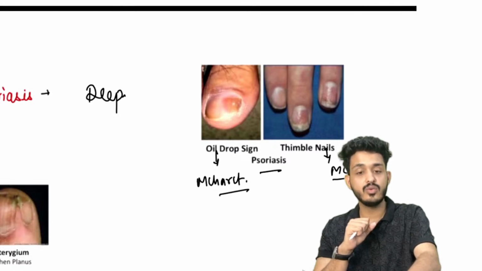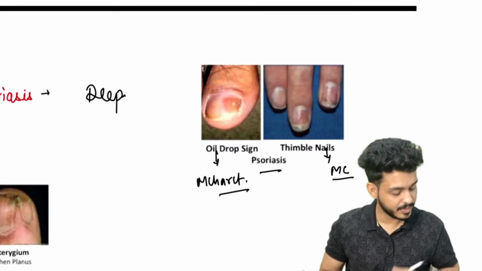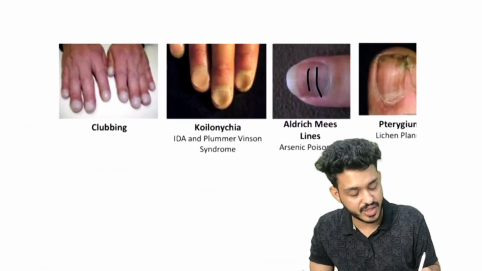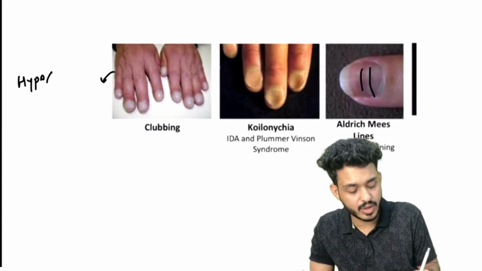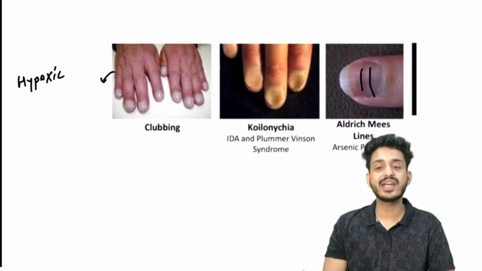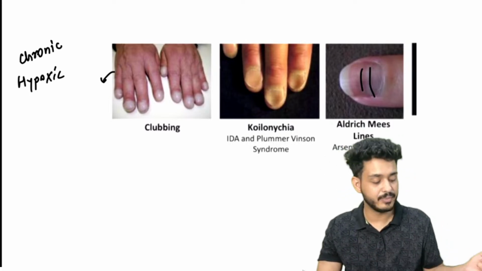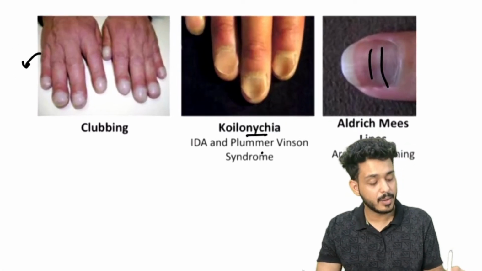Okay, now we will be discussing other nail pathologies. First one is your clubbing. Clubbing is a feature you will be finding in the cases of hypoxia, guys. Hypoxic disorder, you will be finding clubbing. Okay, chronic hypoxic disorder, you will be finding clubbing. This is your koilonychia. Koilonychia is a feature you will be finding with Plummer-Vinson syndrome.